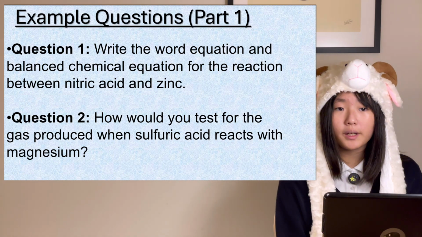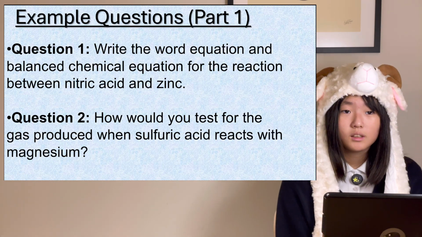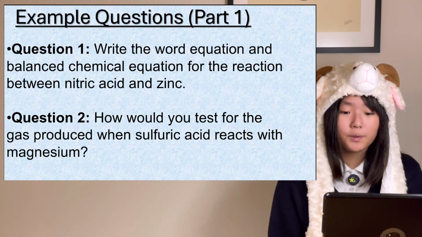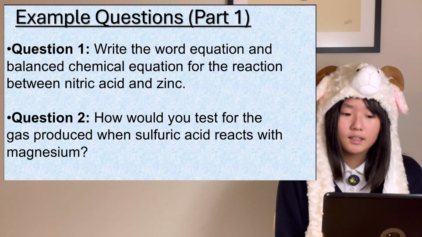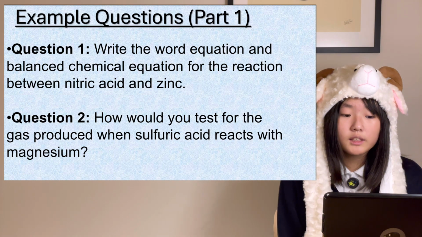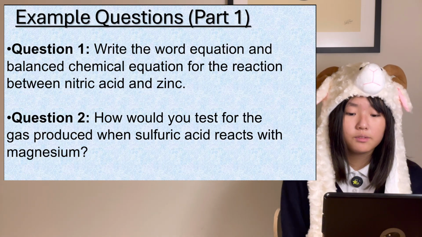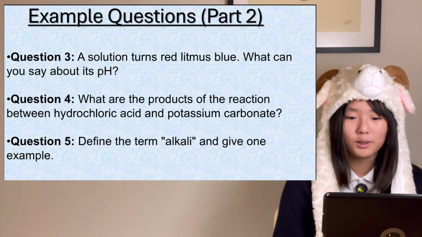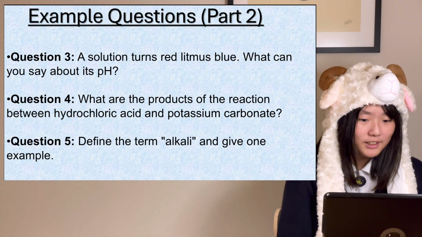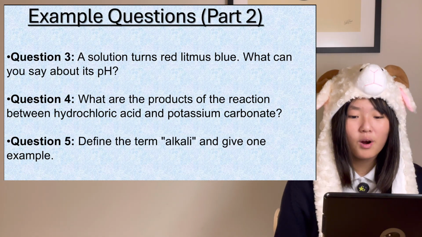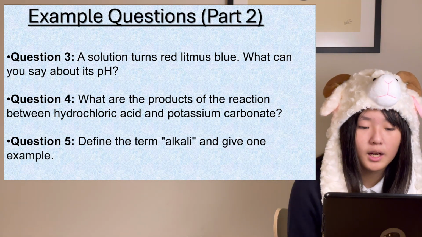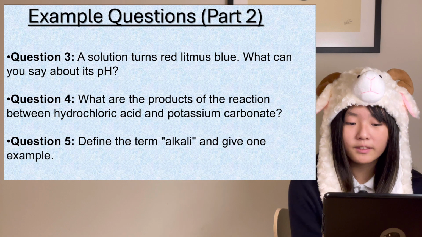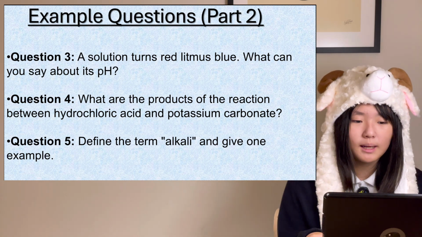Now, I'll give you a few questions to test how well you understood. Number 1. Write the word equation and balance the chemical equation for the reaction between nitric acid and zinc. Number 2. How would you test for the gas produced when sulfuric acid reacts with magnesium? Number 3. A solution turns red litmus blue. What can you say about its pH? Number 4. What are the products of the reaction between hydrochloric acid and potassium carbonate? Number 5. Define the term alkali and give one example.